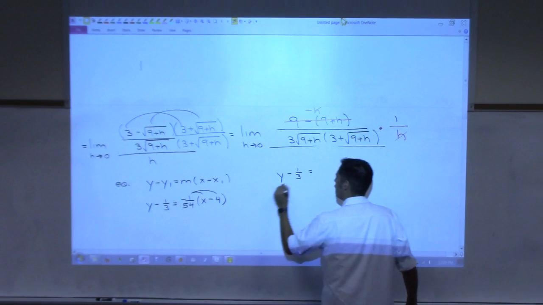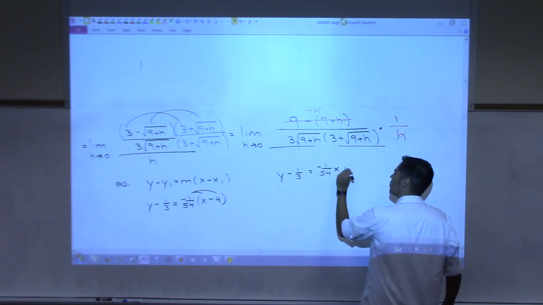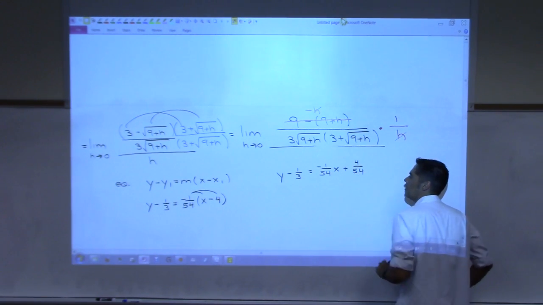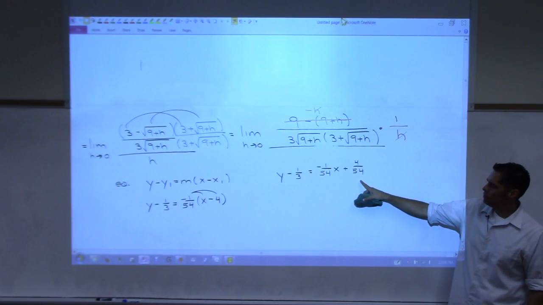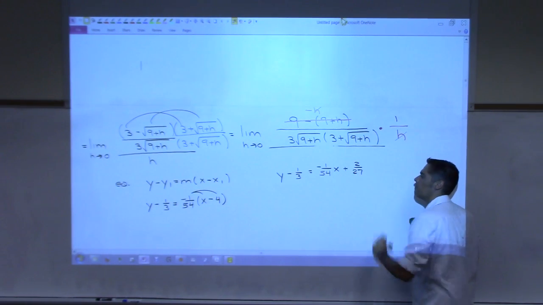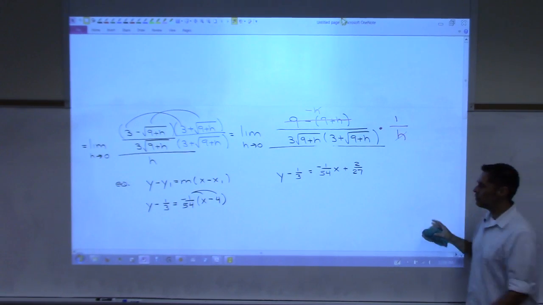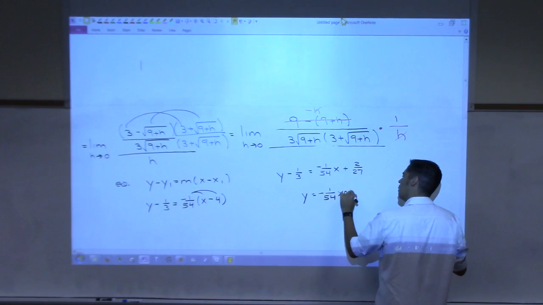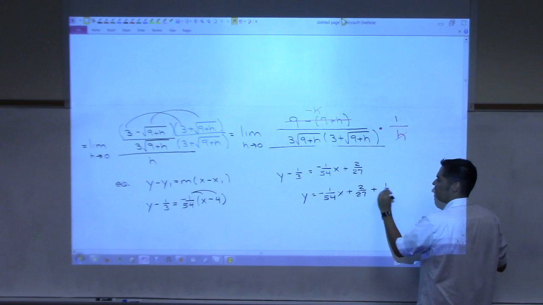Okay, distribute, and I get negative 1/54 x plus 4/54. And I can reduce that fraction, right? To 2/27. And we still need to add 1/3 to both sides. So y equals negative 1/54 x plus 2/27 plus 1/3.